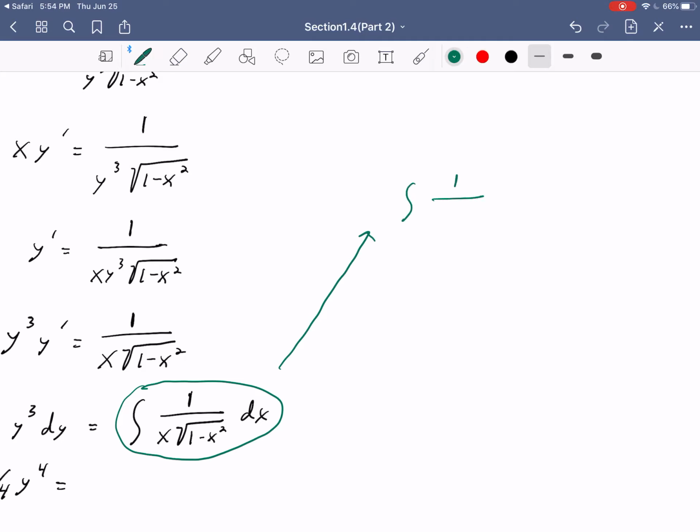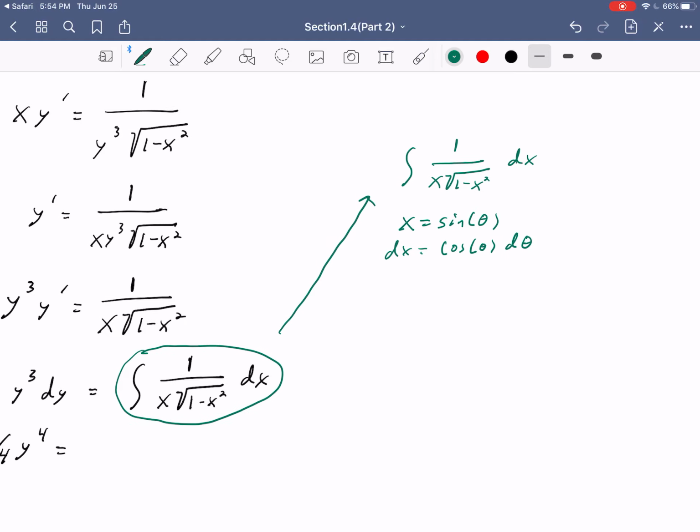We want to just integrate 1 over x root 1 minus x squared dx. So this is a trig sub. The correct substitution would be sine of theta because we have a 1 minus x squared. Remember, you also have to substitute for the differential, so that dx is going to be cosine theta d theta. So we can pop that stuff in there.